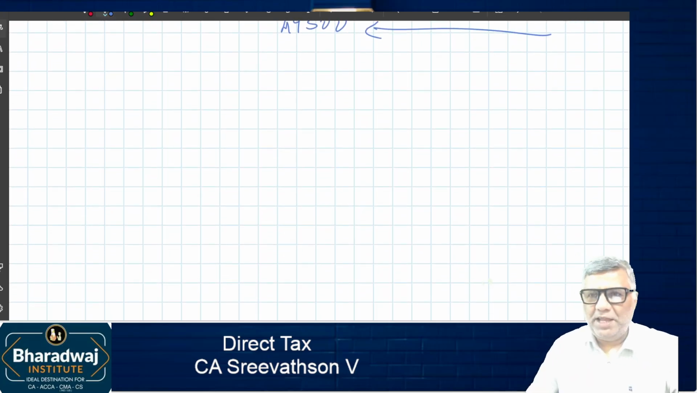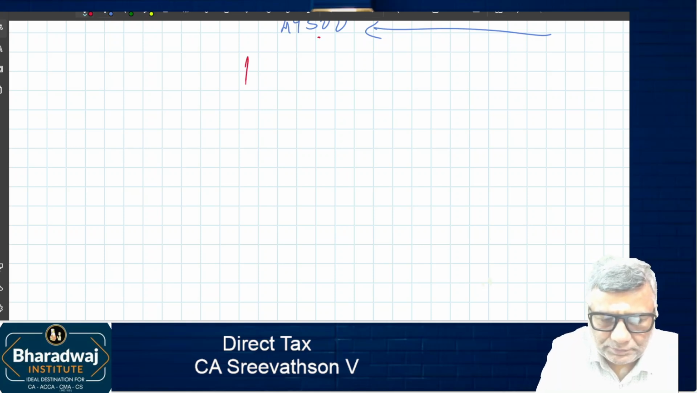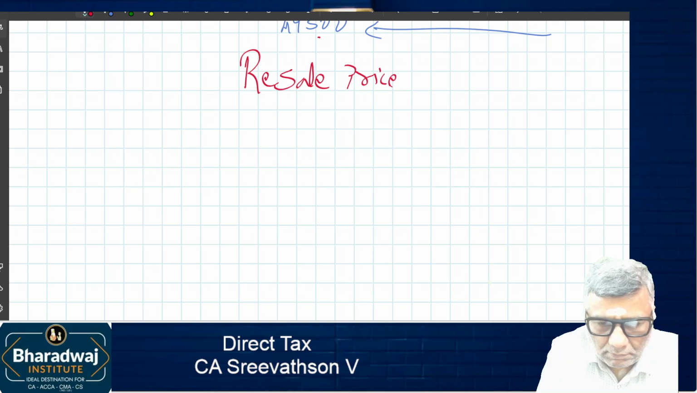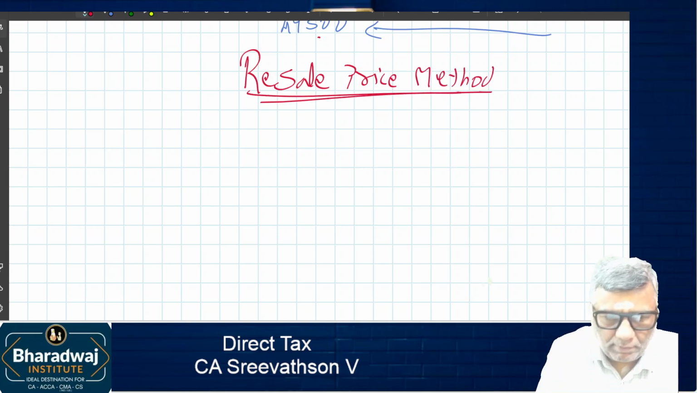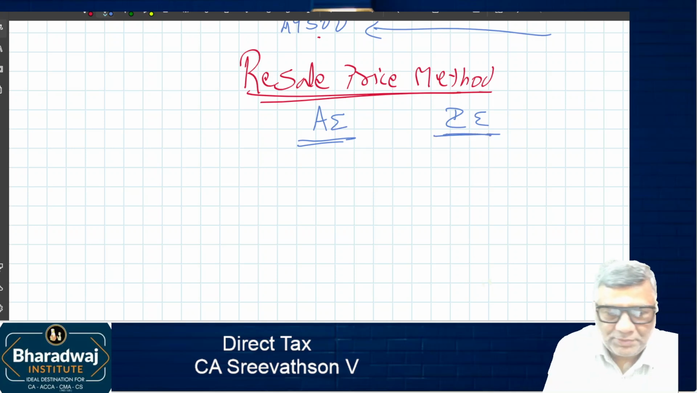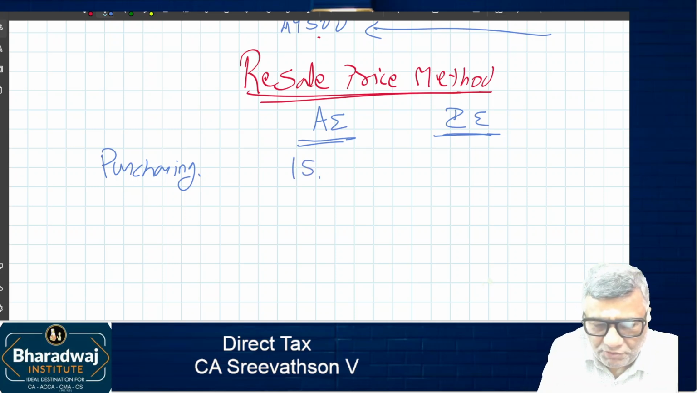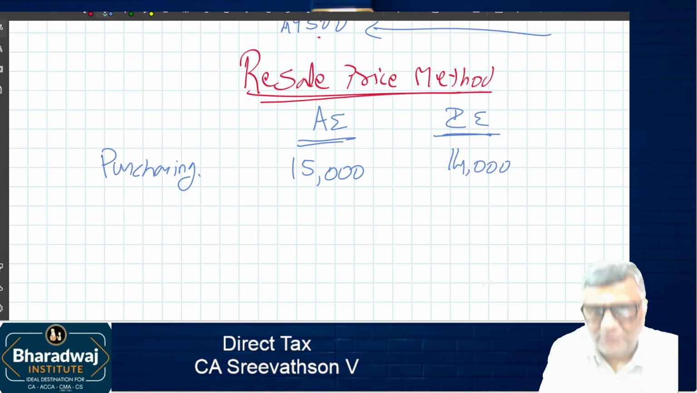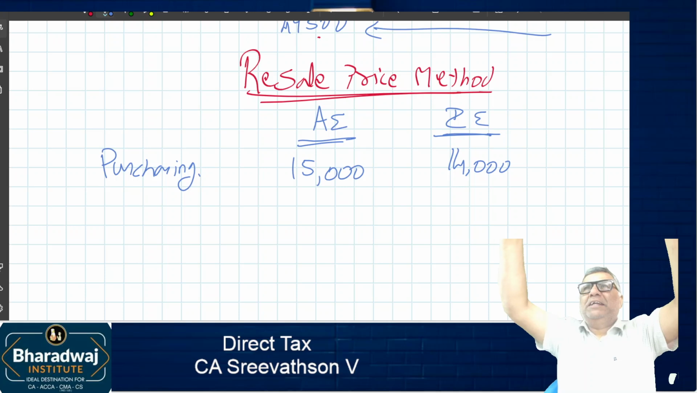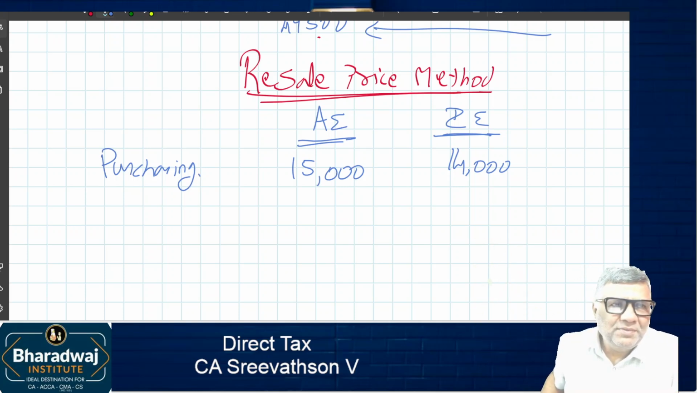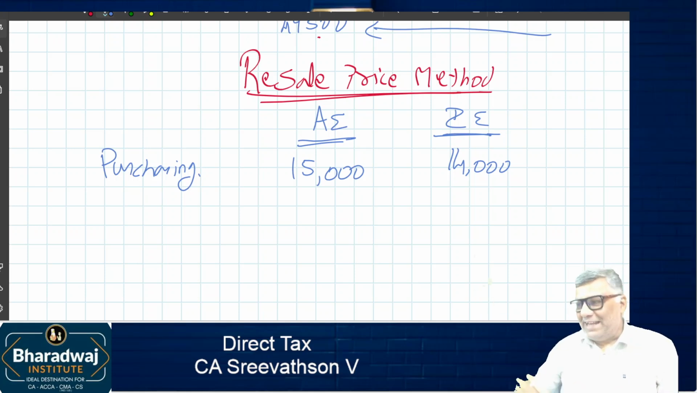So let me go into the resale price method. From the associated enterprises I am purchasing for 15,000. From the independent party it is 14,000. Forget for some time any adjustments. I have purchased for 15,000 from my associated enterprises, whereas if I had purchased from an independent party, it would have only been 14,000.